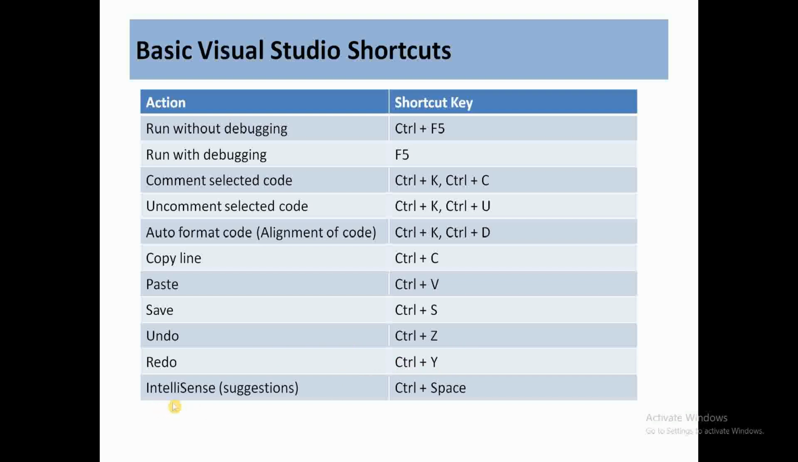One more thing we have, if we want to use IntelliSense suggestions, suppose if we want to write a console and we only write CON, and it is not displaying the proper name in the IntelliSense, so for this we have to use Control plus space, where it gives you a list of classes, which class you want to write automatically. It is IntelliSense's main purpose.